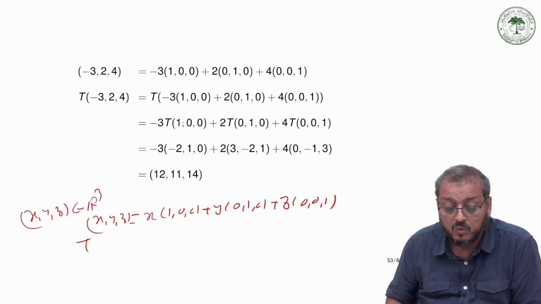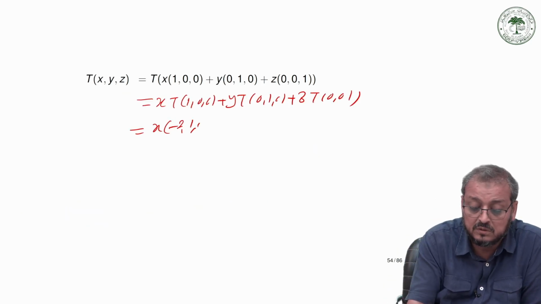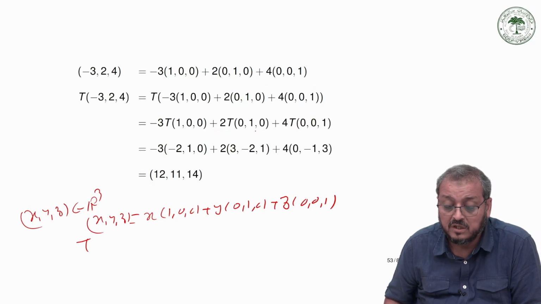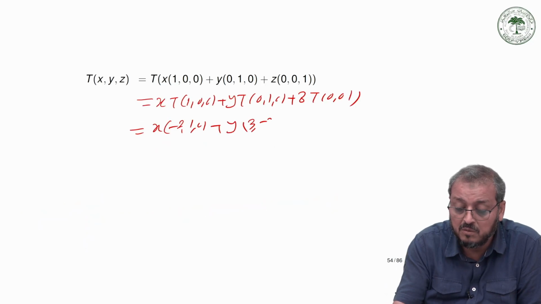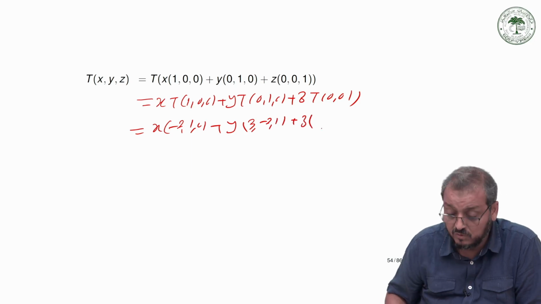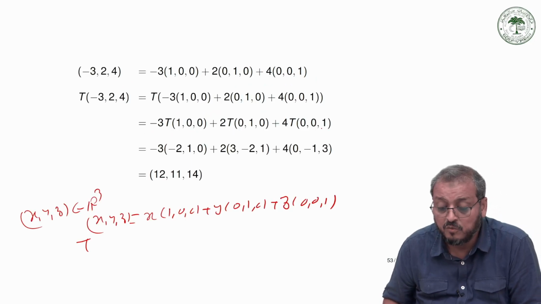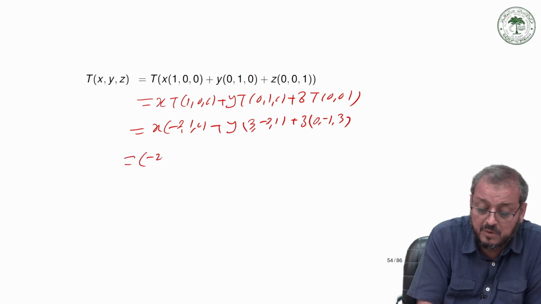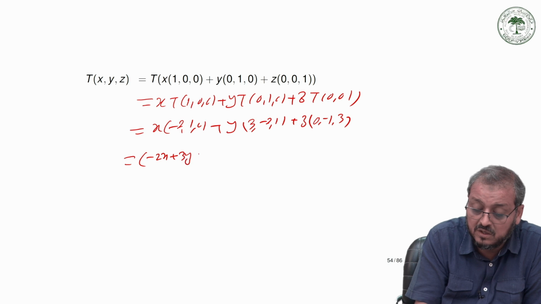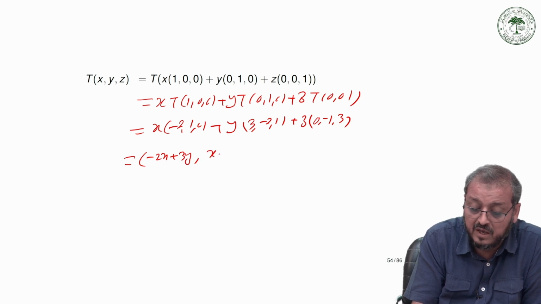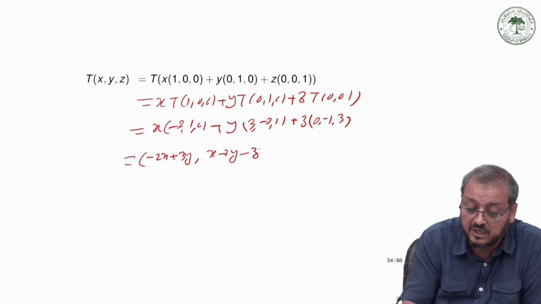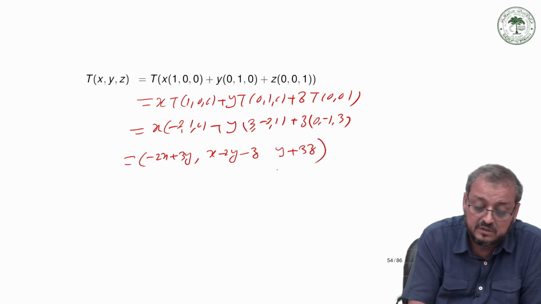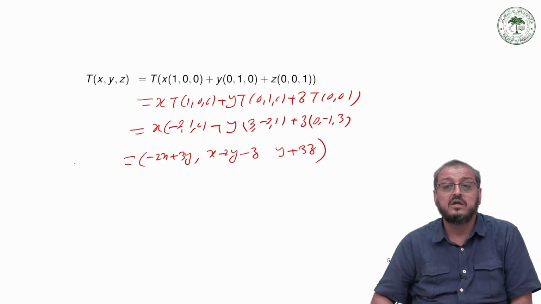So this is x times (-2, 1, 0) plus y times (3, -2, 1) plus z times (0, -1, 3). This can be written as (-2x + 3y, x - 2y - z, y + 3z). This is the general formula for T of (x, y, z).